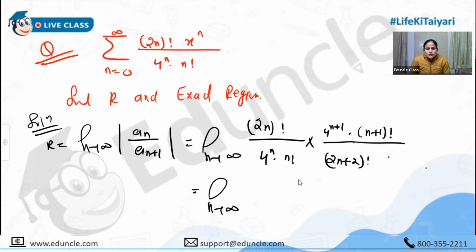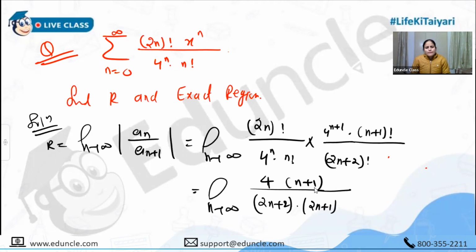So here 2n factorial cancels out, and you just have 2n plus 2 into 2n plus 1. 4 to the power n cancels out. I'll just have n in the numerator. N factorial cancels out. But I'm getting 0. Pratiksha, you were saying 1, but we are getting 0 here.